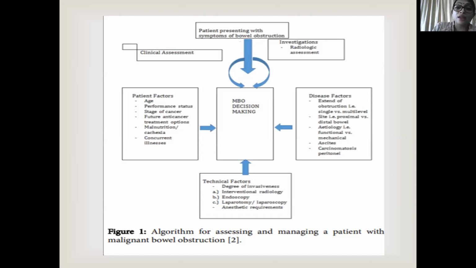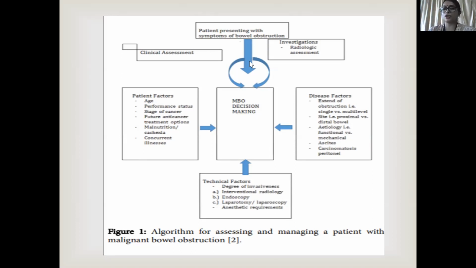It's wonderful. If the patient is in the course of the treatment, definitely surgery has a very good role, other than in end stage patients. And if the patient has malnutrition or cachexia, again, you have to think twice. Concurrent illnesses: if the patient has a lot of other comorbidities, again, you have to take a second thought on your decision making regarding surgical intervention. Now, these are the patient factors. What are the disease factors?